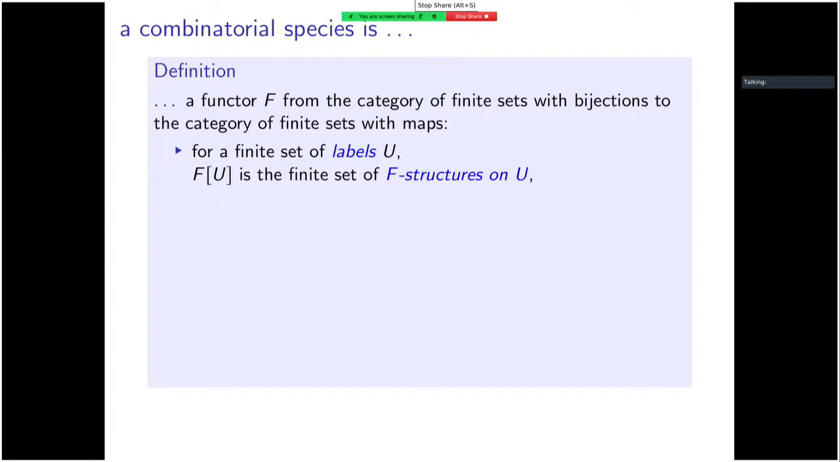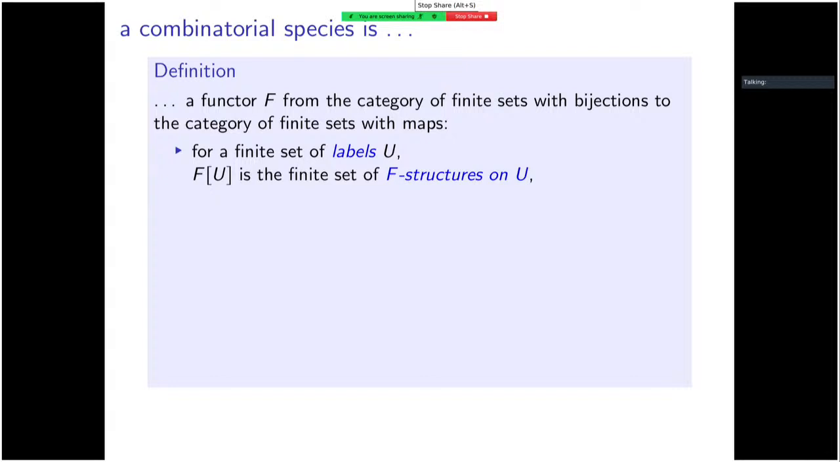And the good definition is as follows: a species is a functor from the category of finite sets with bijections to the category of finite sets with maps. That's the definition. This first line is the definition, but maybe you don't like categories, that's okay. So I spell it out for you. Categories were invented to define functors. Don't be afraid of categories, you can forget them again.